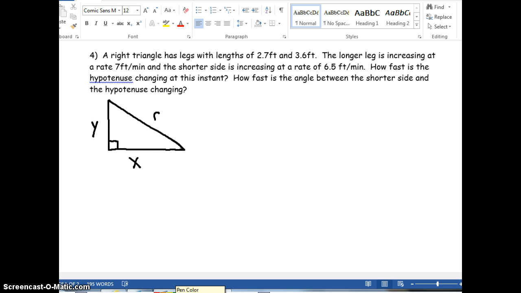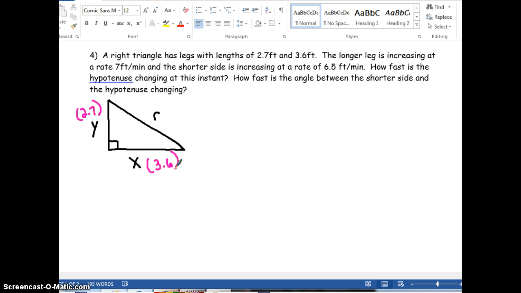So it says the longer leg is increasing at a rate of 7 feet per minute and the shorter leg is increasing at a rate of 6.5 feet per minute. So we have to figure out which one's the longer one and which one's the shorter one. What we've done in class is the y has always been the shorter one, so I'll just continue with that. It says here the legs have length of 2.7 and 3.6. So the 2.7 is going to be the shorter one over there on the y, and the 3.6 is going to be down here on the x. Technically, it doesn't matter if you have it reversed. If you have to pick one, that's how I'll solve this problem.